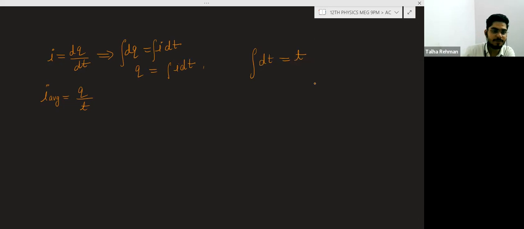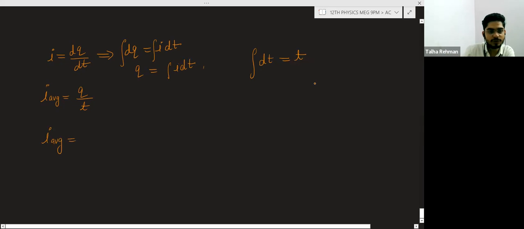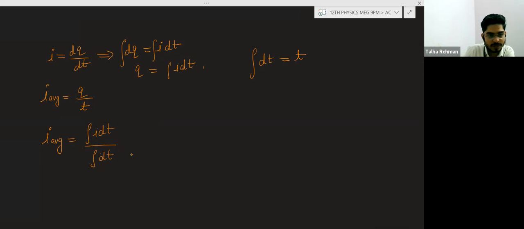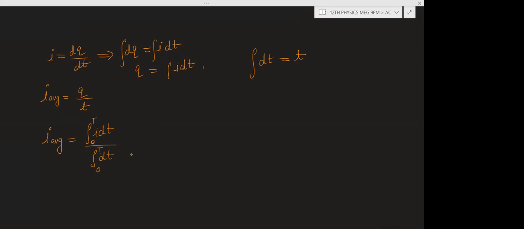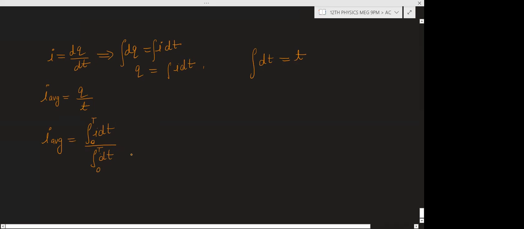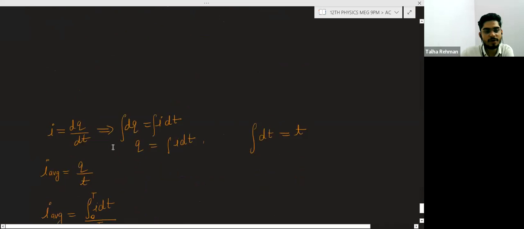So now I average is equal to q, and q is integration of I dt, divided by T. Instead of q, I have put this value. Now, from where to where you want to calculate the average? Suppose you want to calculate the average from 0 to T time, then you put the limit 0 to T. Got it? Yes, sir, got it. This is another method.